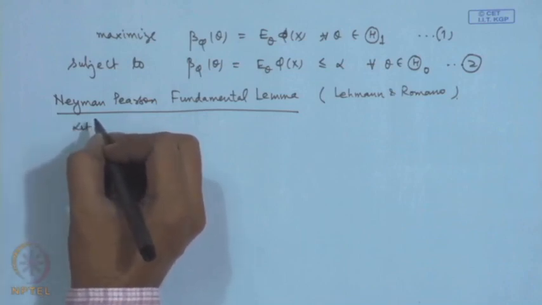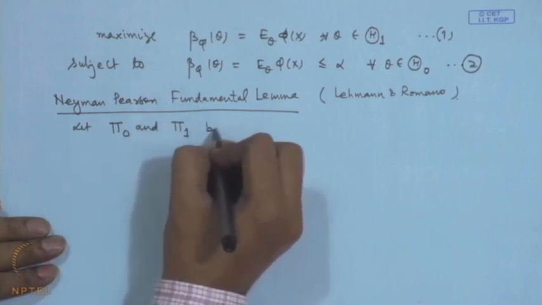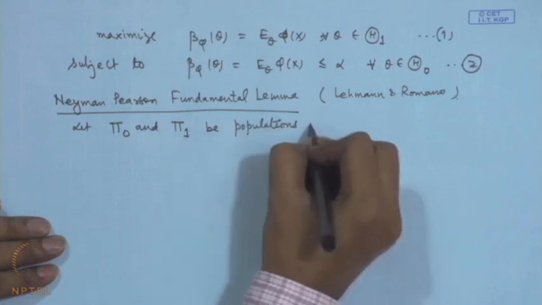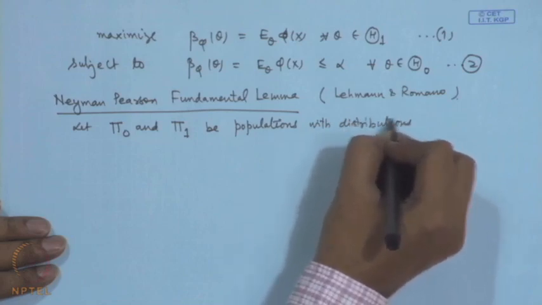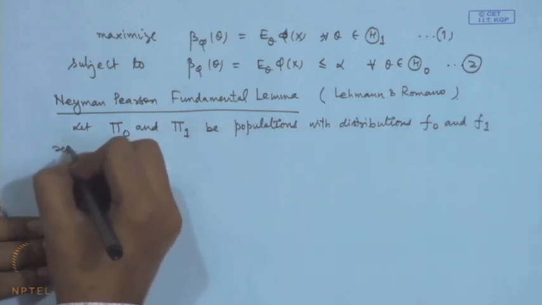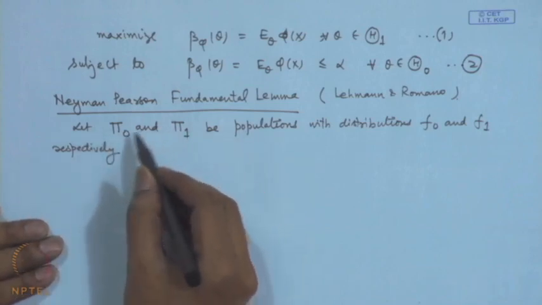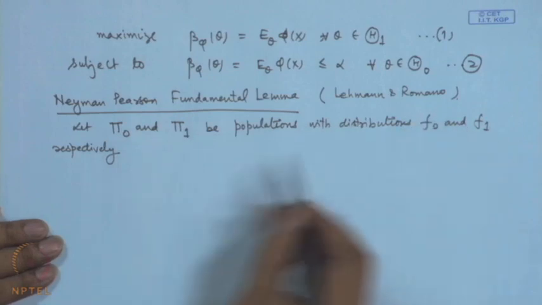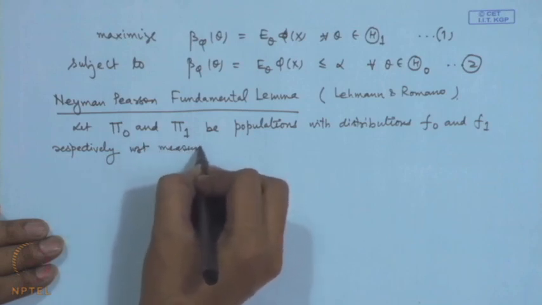Let pi naught and pi 1 be populations with distributions, say f naught and f 1 respectively. And certainly, we have to assume a probability measure with respect to which these will be the probability mass function or probability density functions. So, let me say with respect to measure mu.